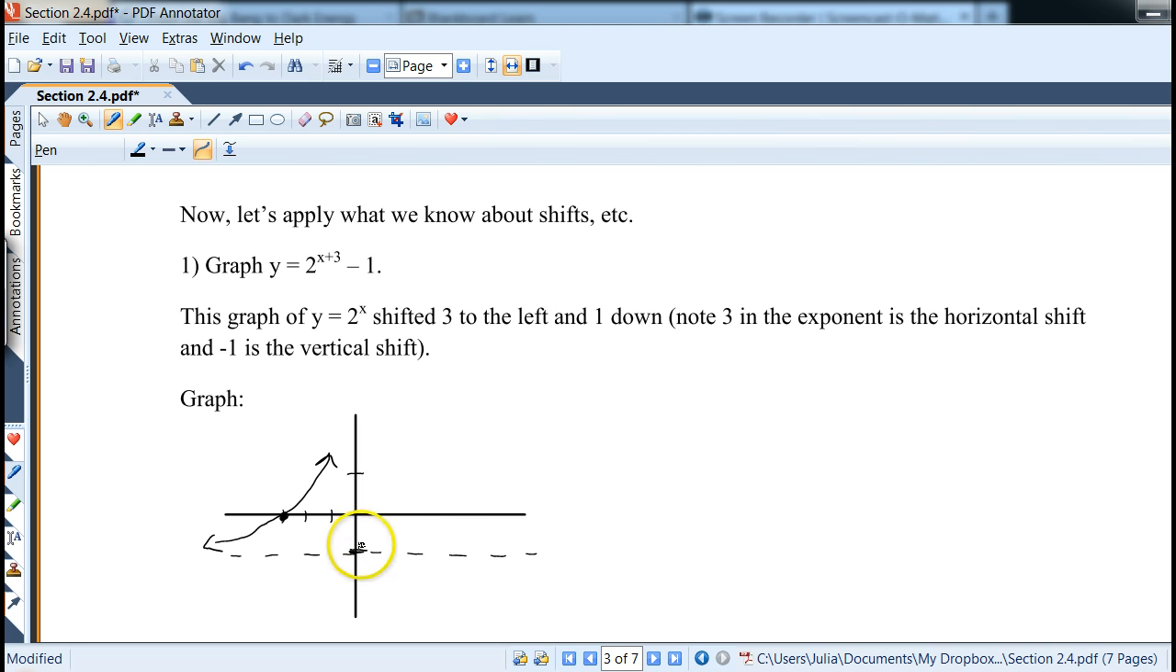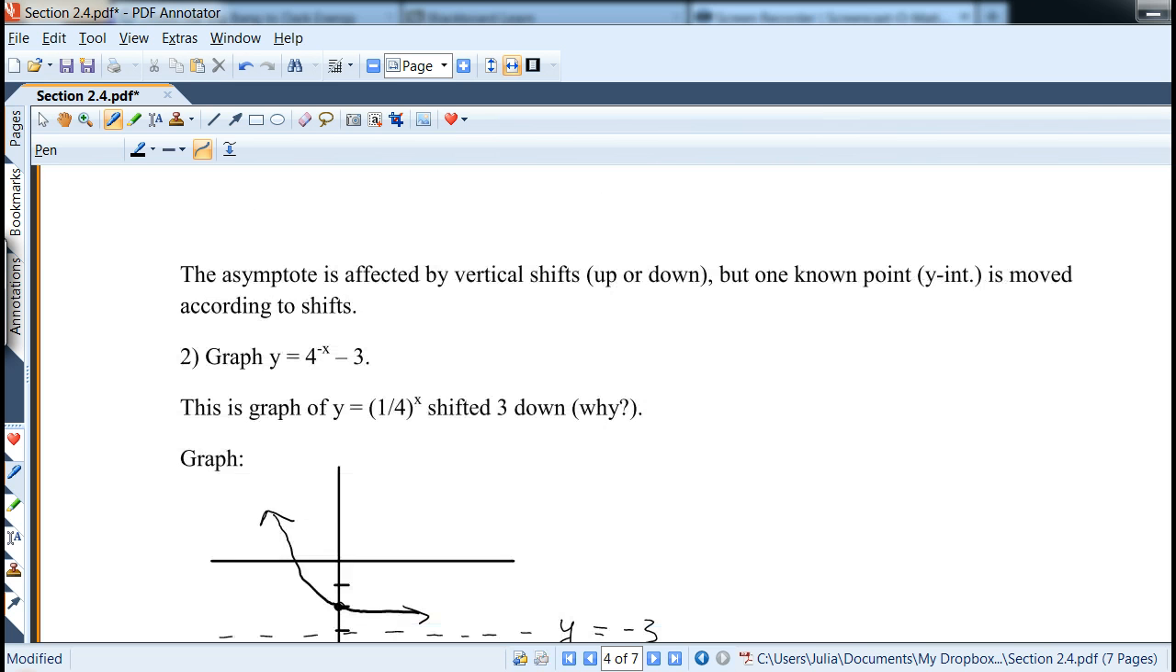So once again, try to figure out where the asymptote goes if you have any vertical shifts, and then count from 0, 1, the common y-intercept. Figure out where that point goes. It will have the same exact shifts as the function does. And then figure out if you have growth or decay. Let's take a look at another example.